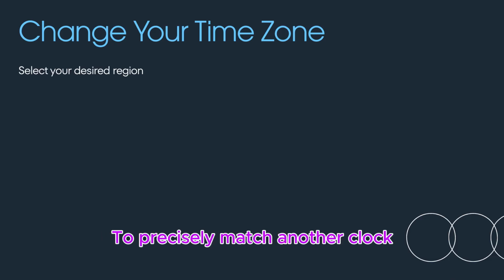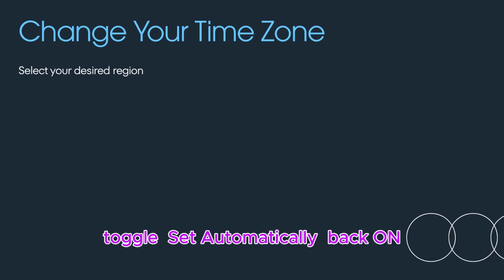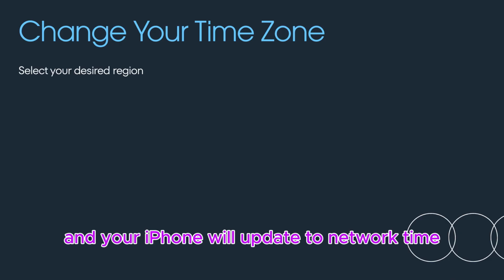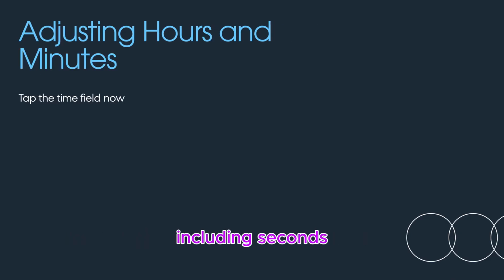To precisely match another clock, toggle Set Automatically back on, and your iPhone will update to network time, including seconds.